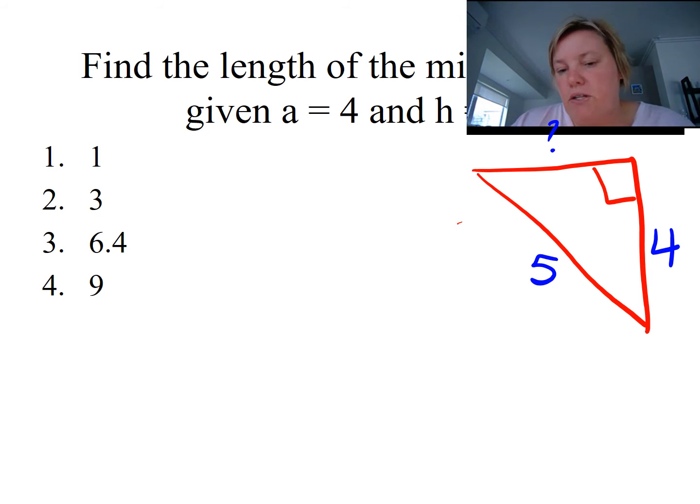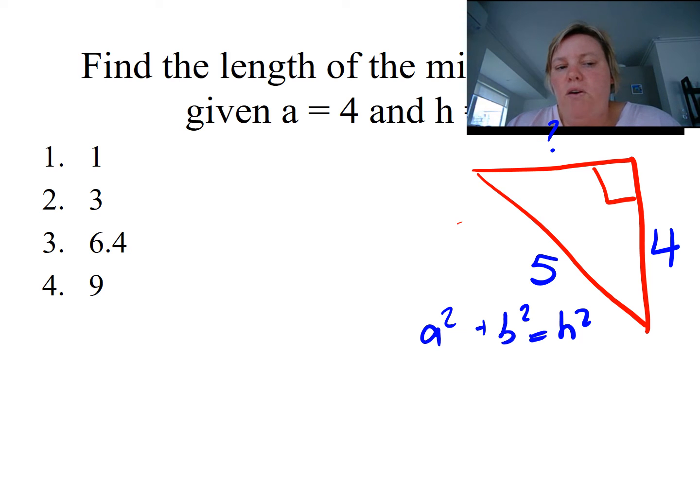Using Pythagoras, I'm going to say a squared plus b squared equals h squared. Before I go any further, I'm going to think about a few of the answers over on this side. My hypotenuse is 5, so my short side must be smaller. So there are two answers that just won't work. No way can it be 9, and no way can it be 6.4, because it's got to be smaller than that longer side. A short side means it's shorter than the hypotenuse. So I've got two answers I'm going to have to choose from.